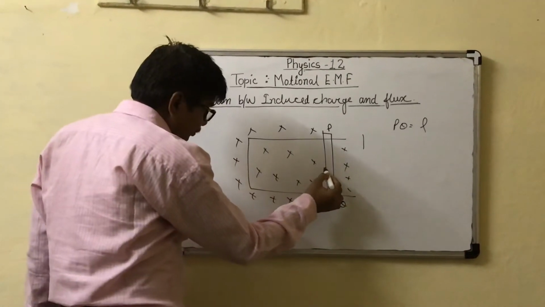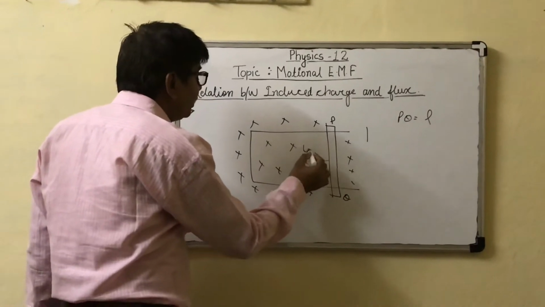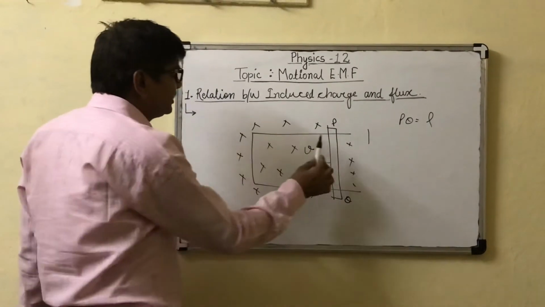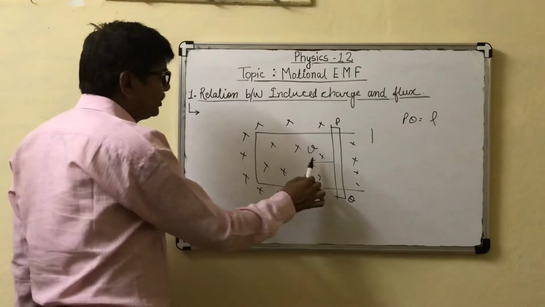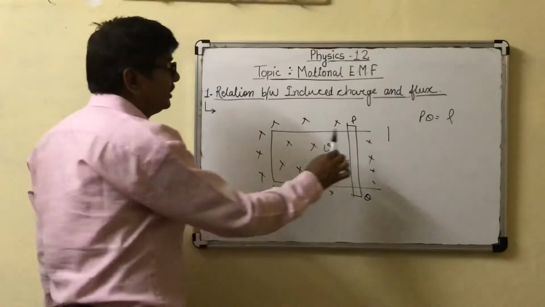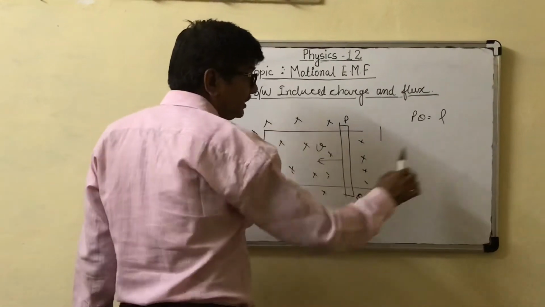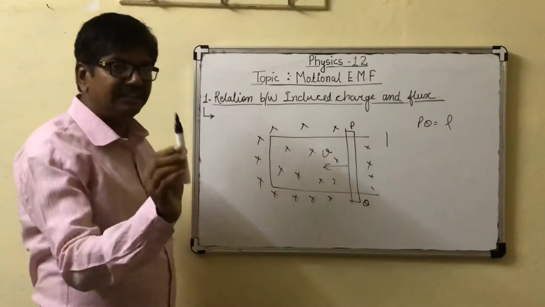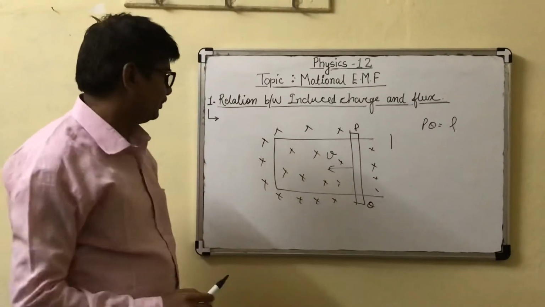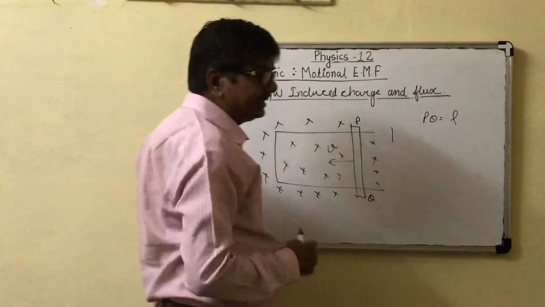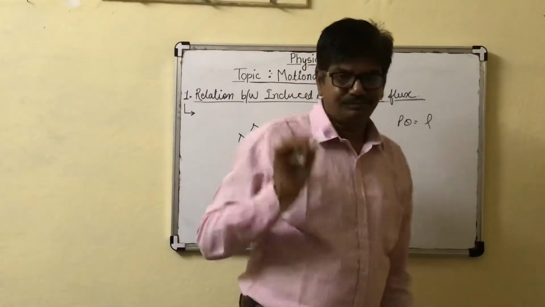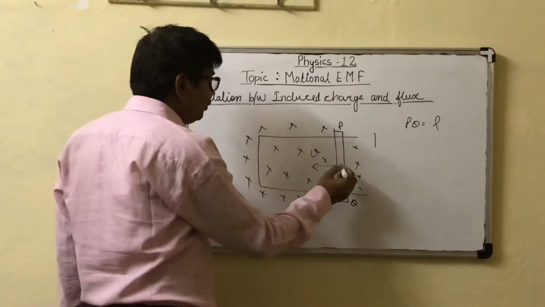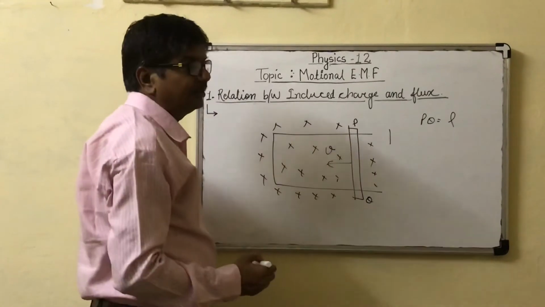This conductor moves inward with velocity v, so the area changes. If this conductor moves outward, the area increases. That means the area increases or decreases. So due to the area increase and decrease, induced EMF is set up. So conductor PQ moves inward with velocity v.